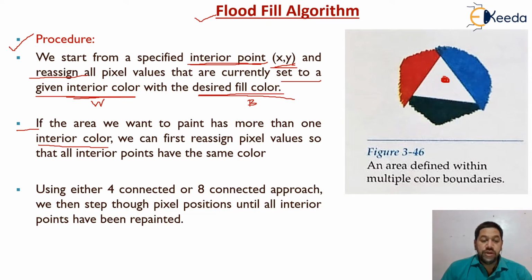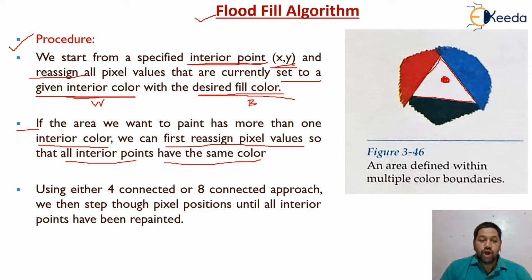Then what we have to do is first reassign pixel values so that all interior points have the same color. Now suppose this is my white color, the interior color of this particular triangle. If I consider this is my triangle, it is already having the same interior color, white, and the boundary colors are different.